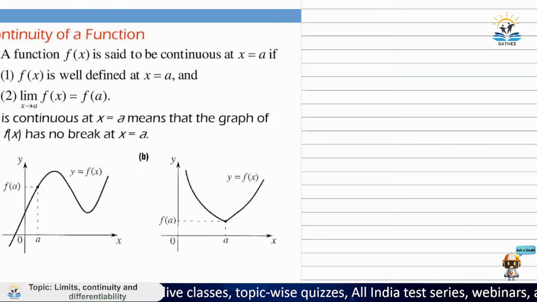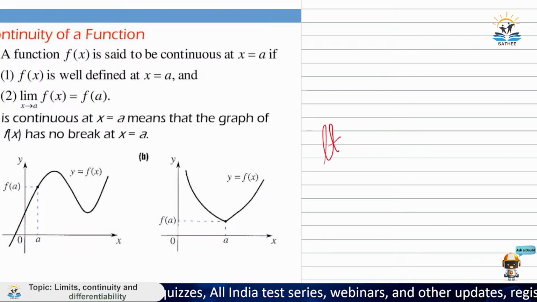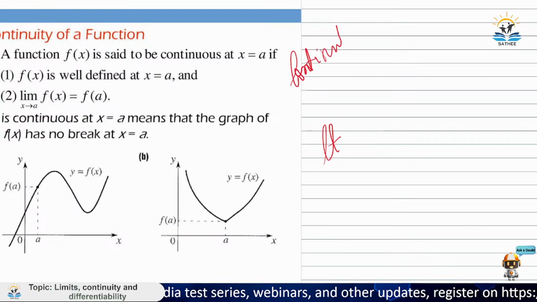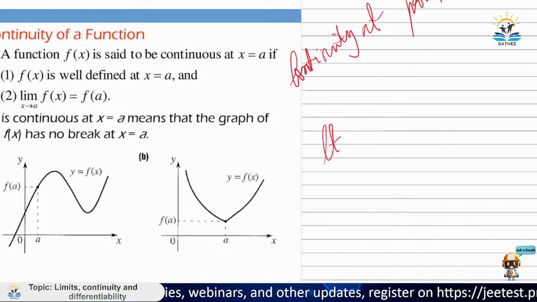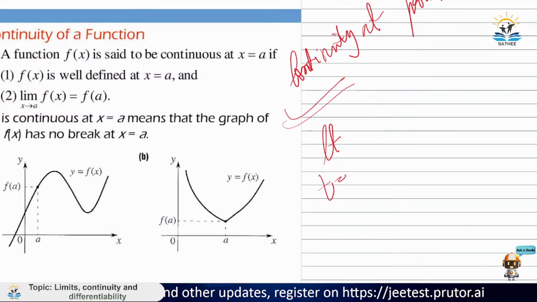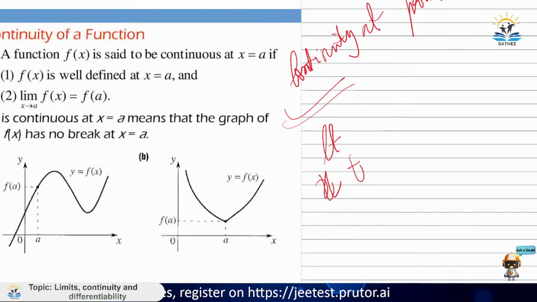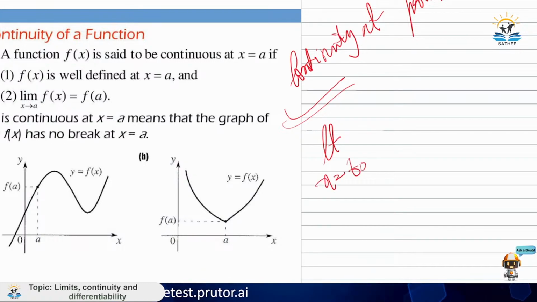So by continuity, what do you mean? If we have to check if a function is continuous at a point, what first thing we do is their limit should exist at both points. If we are asked about continuity at point t naught, first of all we calculate the limit at x is equal to t naught, and if it exists, half of our job is done.